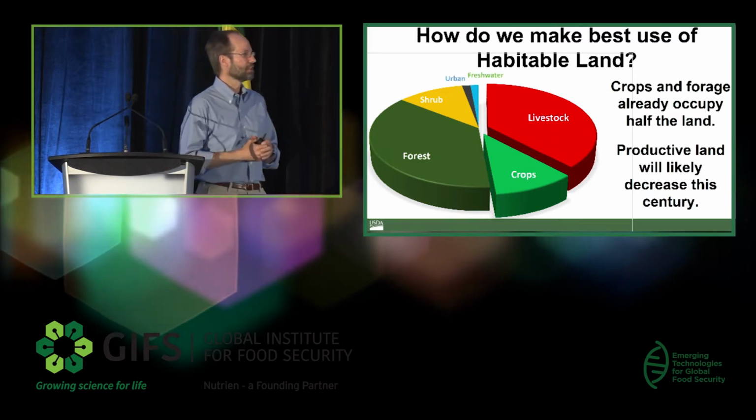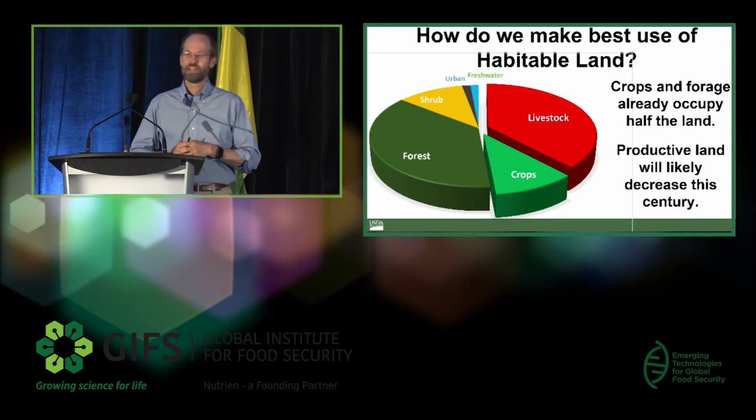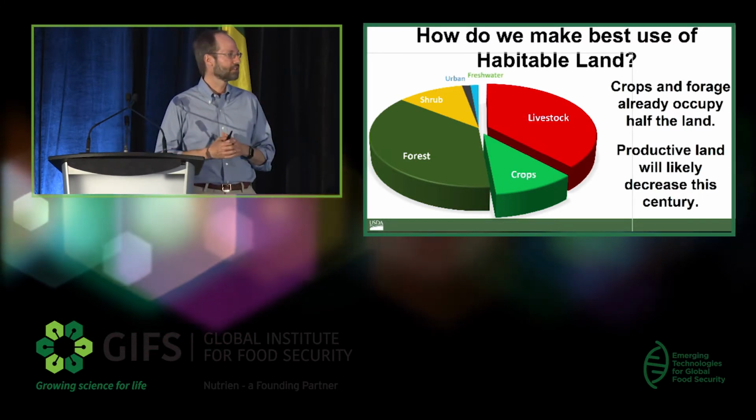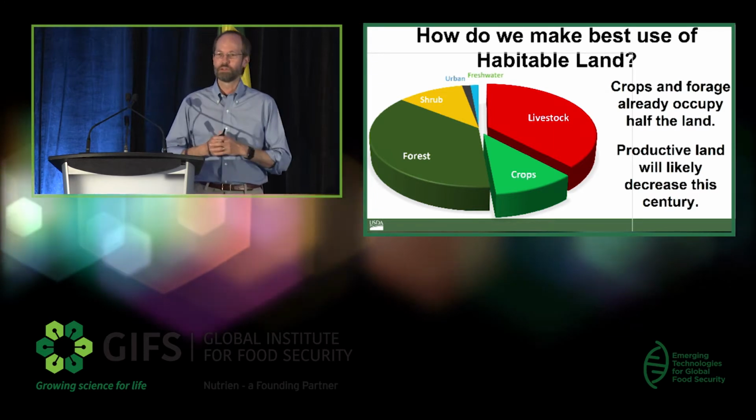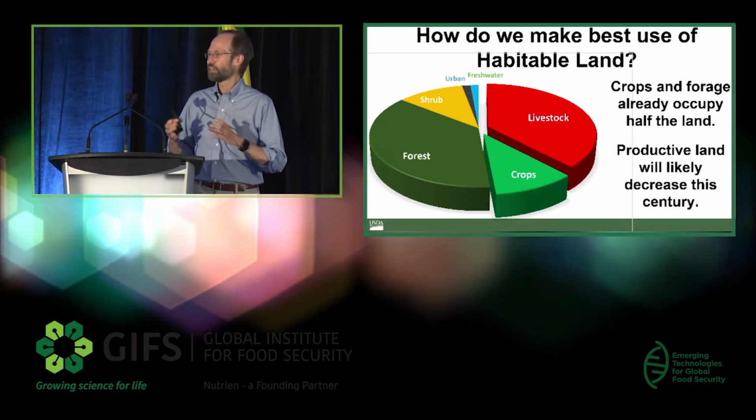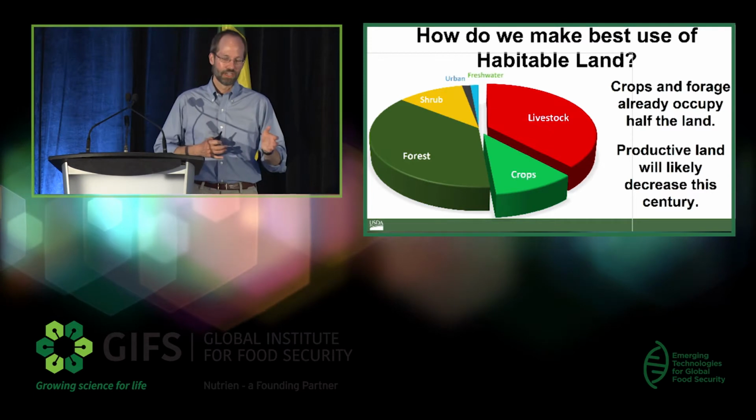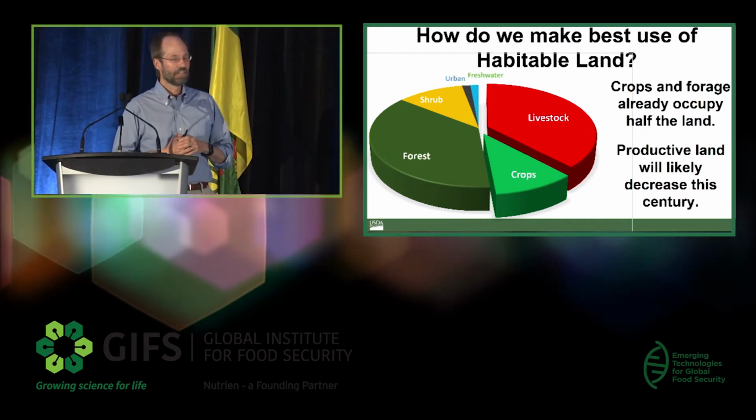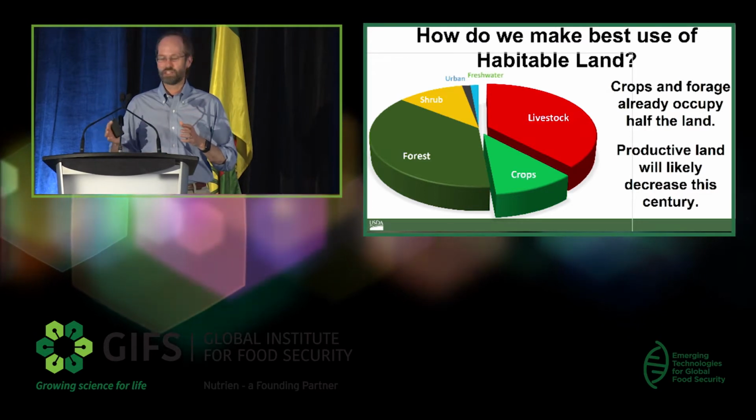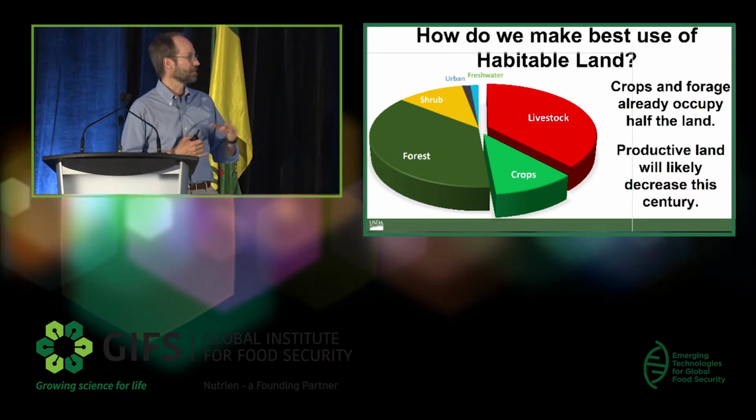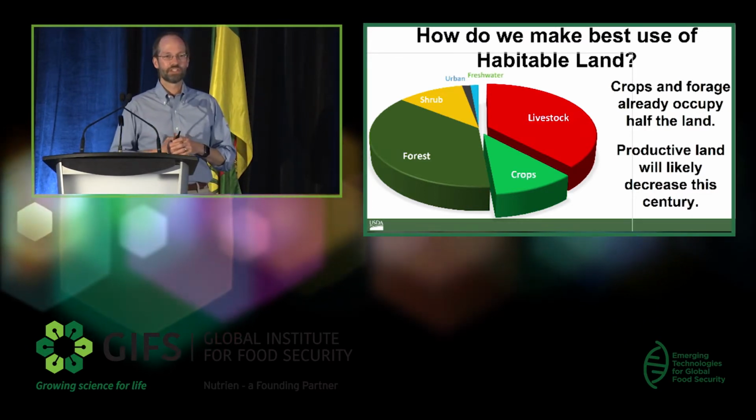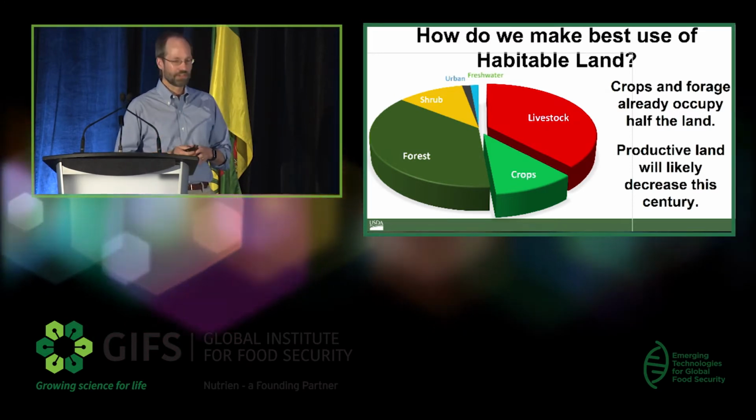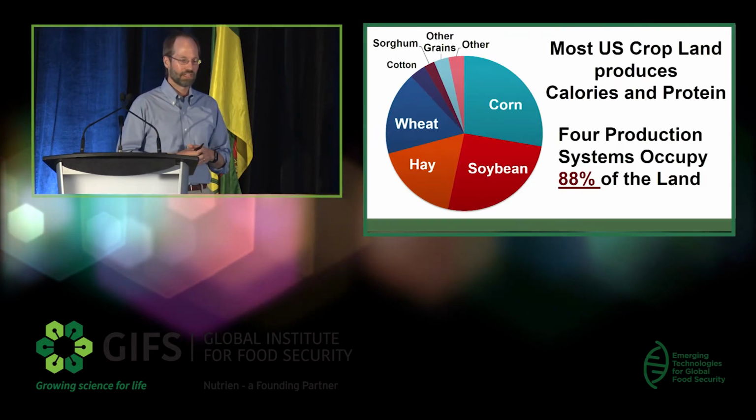Well, the first thing is, could we put more land in production? And the answer there is pretty much no. Essentially, our crops and forages already occupy half of the habitable land out there, and essentially livestock with about 3/4 of it, and the crops for the other quarter of our agricultural land. And because of global climate change, it looks like actually productive land will likely decrease over the coming century, not increase. So we essentially have a fixed land, but what are we using that land for?